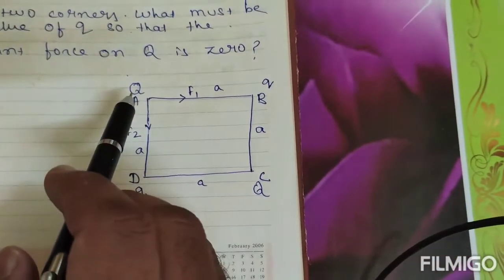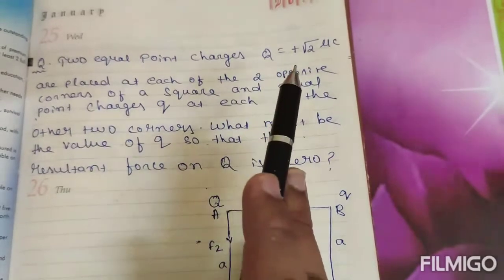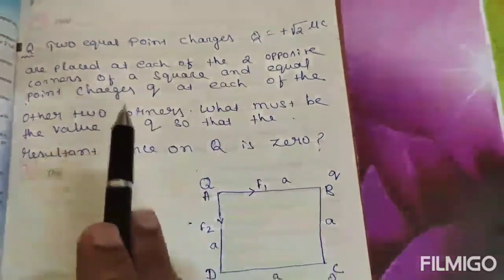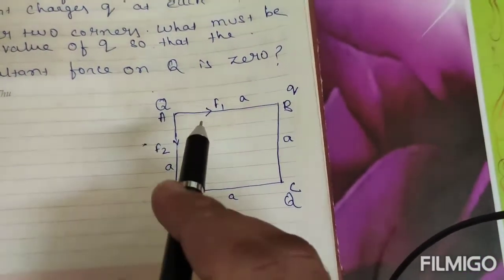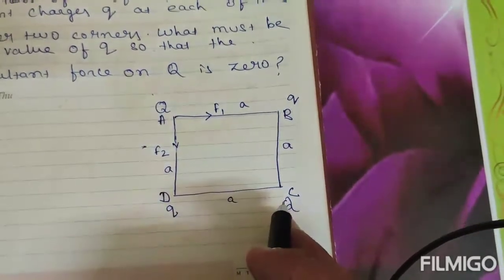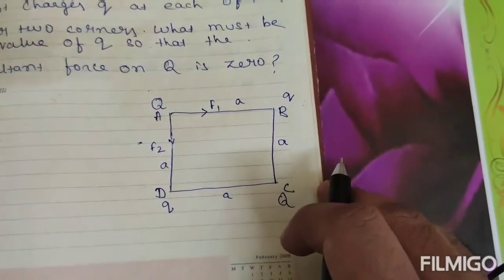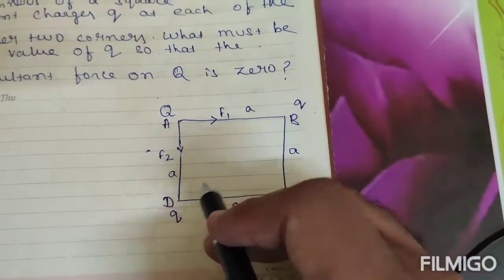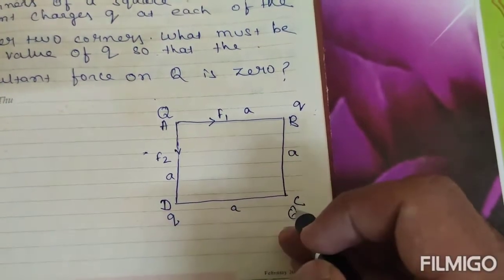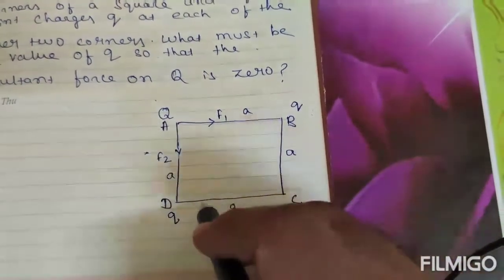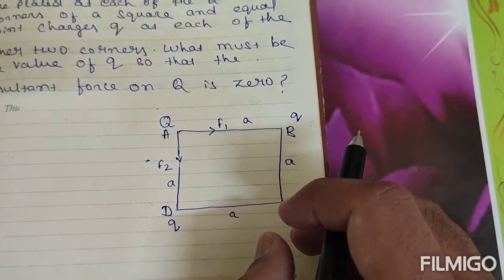Okay, because it has already been told in the question, two equal point charges Q are placed at each of the two opposite corners. See, two opposite corners. Similarly for the small q charges, and remember always, if these two are plus, these two have to be minus, because only then they can stay in a square. Okay, if you place similar charges, what will happen? They will repel, so they cannot stay at their original place.